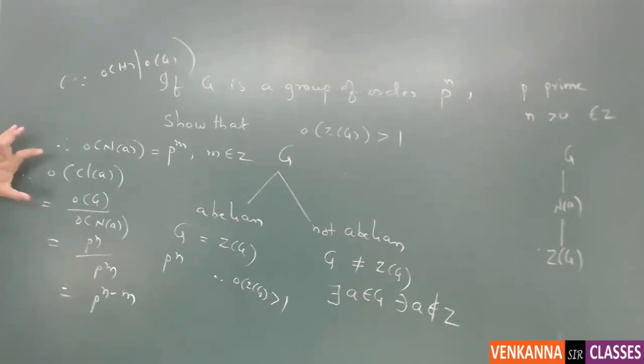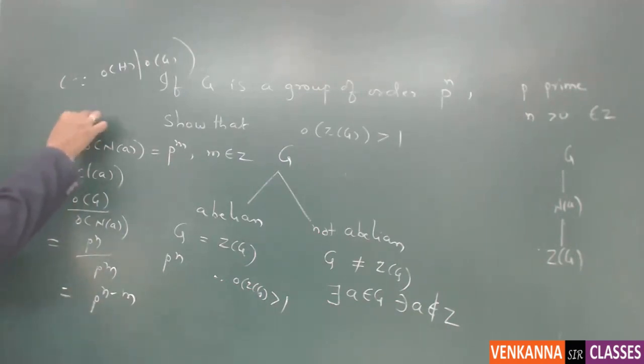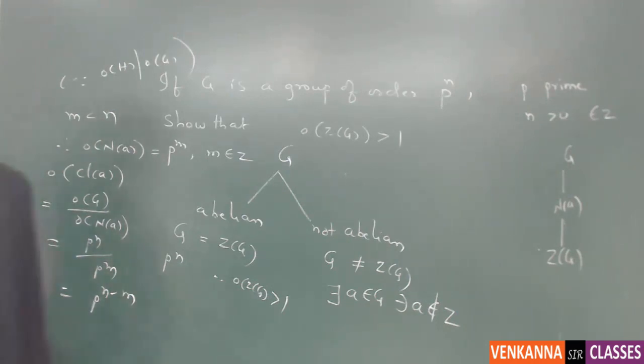So if you take a conjugacy class, its order is p power n minus m. Okay? Is it fine for all of you? Any more questions for anybody? Always by default m is less than n, because order of N(A) is dividing order of G, right? It is by default. We need to assume that always m is less than n. Fine.